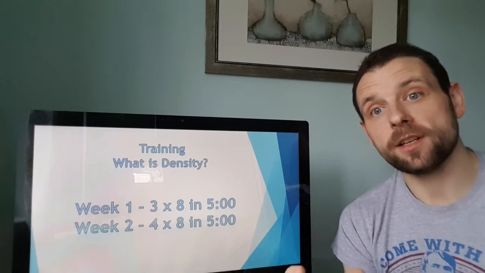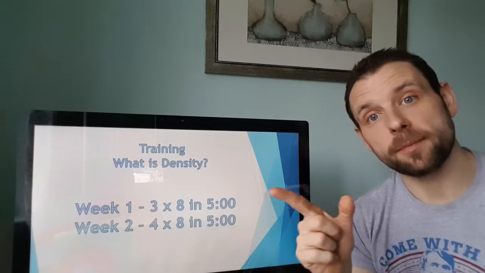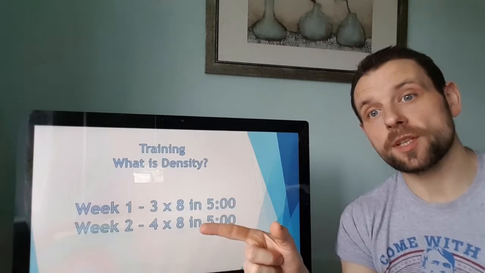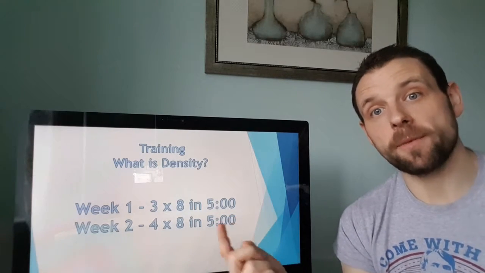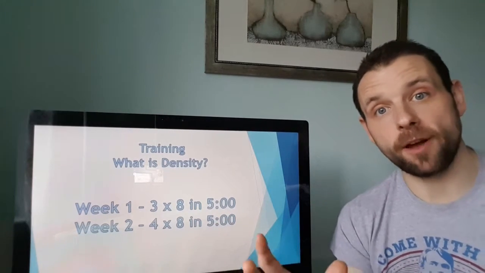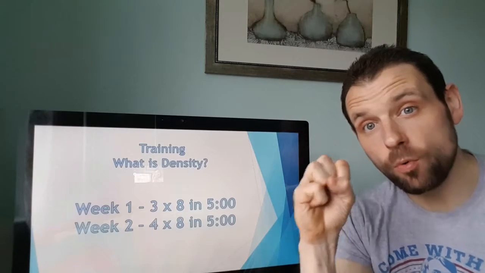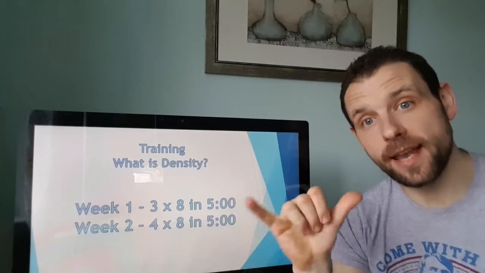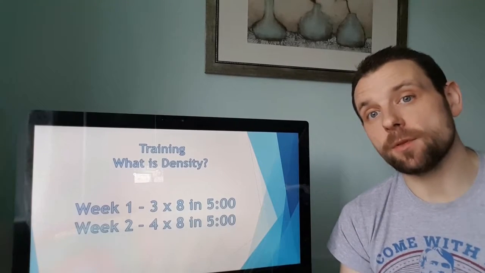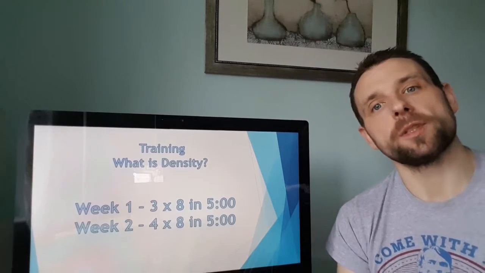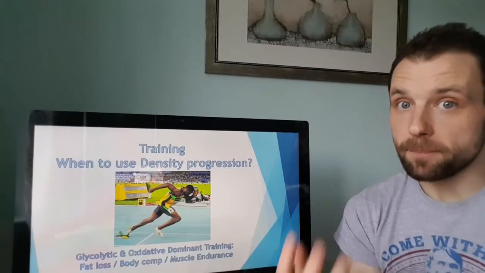The other variation, quite simply, is to keep time consistent, but to increase the volume. So first week you do 3 sets of 8 in 5 minutes, and the next week you try and do 4 sets of 8 in 5 minutes. What you've done there is you've added more volume, added more work to the same amount of time. So either one is a good adaptation of density work, and either can be manipulated for particular goals that you may have. When is it best to be used?